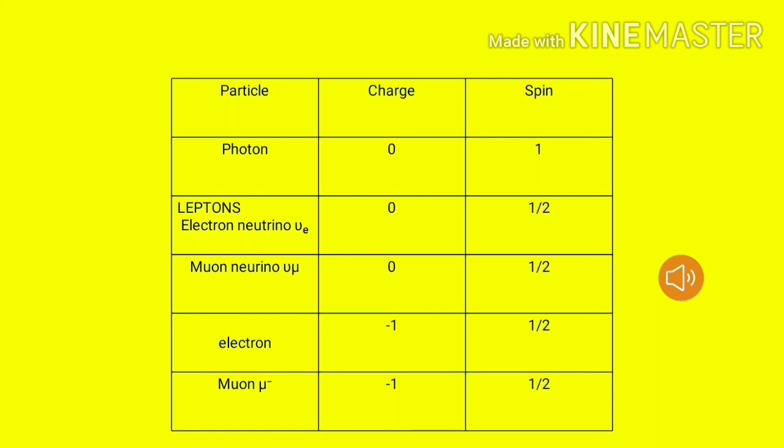In this table, photon charge is 0 and spin is 1. Leptons, electron neutrino, muon neutrino, electron, muon are the examples of leptons. Charge and spin values are given in the table. The values may be asked in the examination.